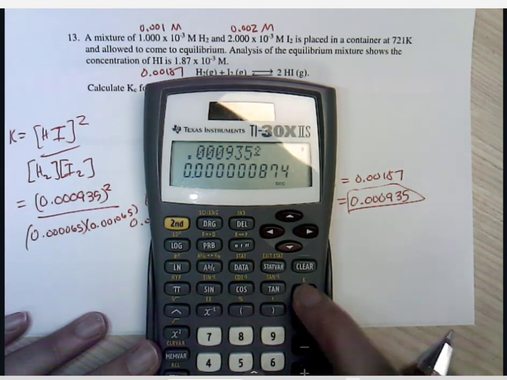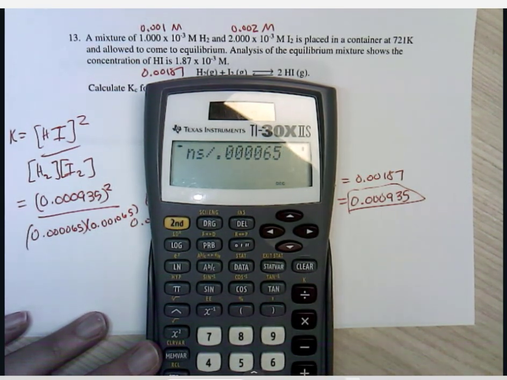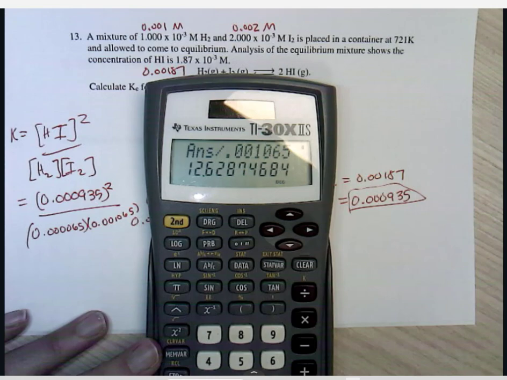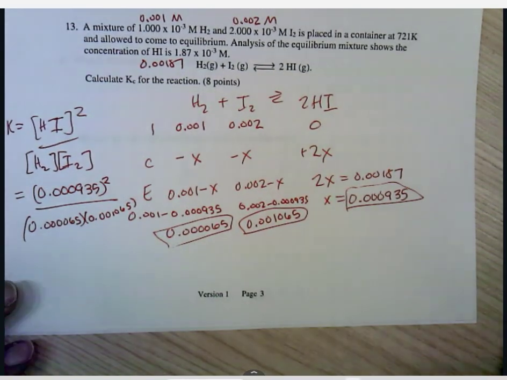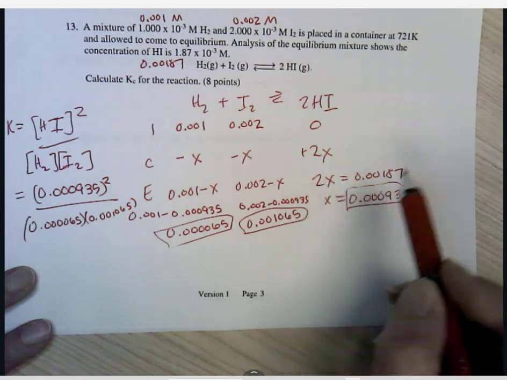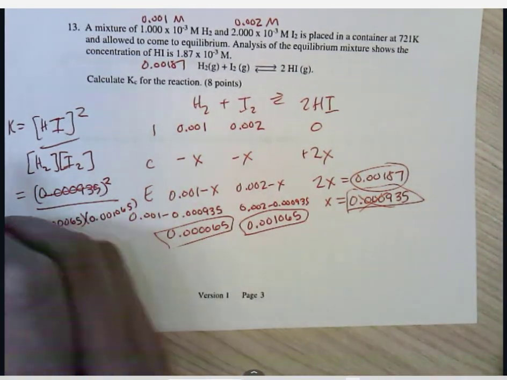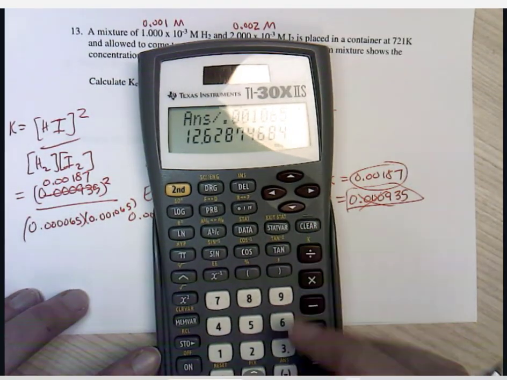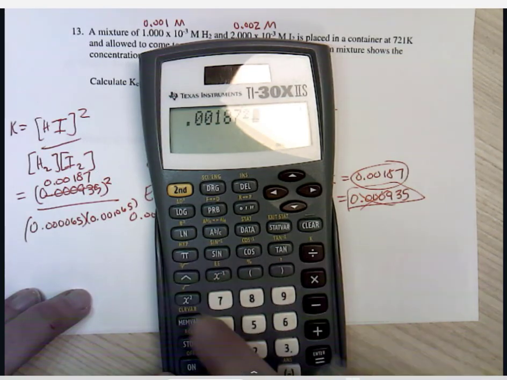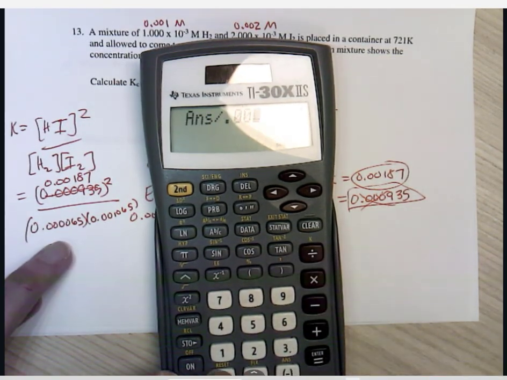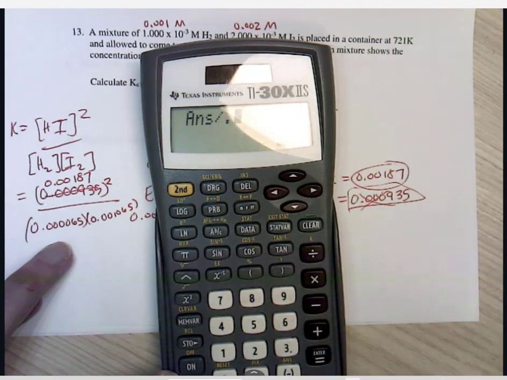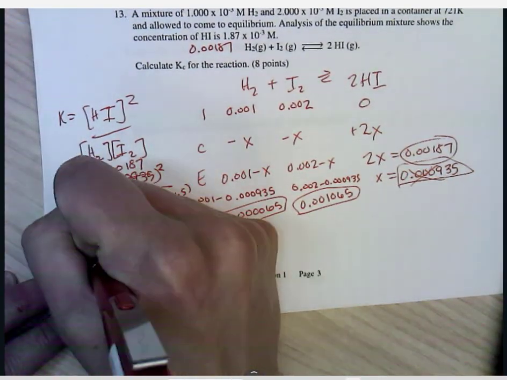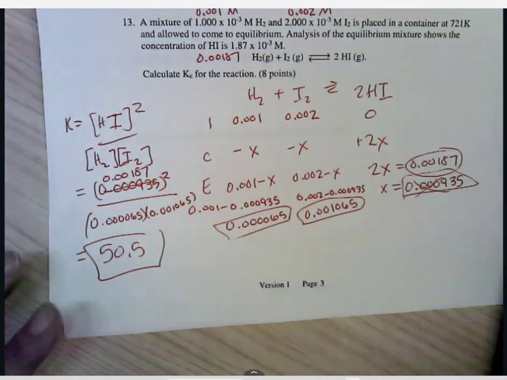0.000935 squared divided by 0.1234. Oh, wait a minute. Sorry, I put the wrong number. Look, this is x. What it actually is is 2x. That's not right. There we go. Try it again. All right, 50.5. That's what I was supposed to get. Whew.